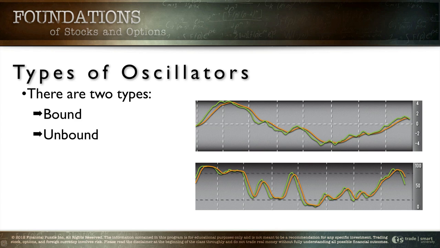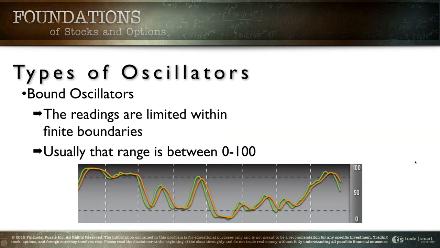Okay, there are two types in the world of oscillators. There are bound or range-bound oscillators, and then there's going to be unbound. As you can see here on the picture, one of them is stuck within a range, and one of them is built around a zero line. So the bound oscillator is the one that's going to be stuck within a range. You can see that the bottom here is 0, the top is 100. And you cannot trade higher than 100, and you cannot trade lower than 0. In other words, it is stuck within this range. The readings are going to be limited within those finite boundaries.